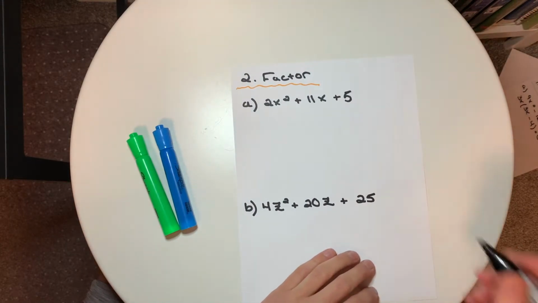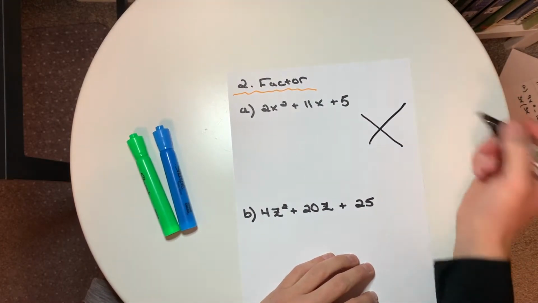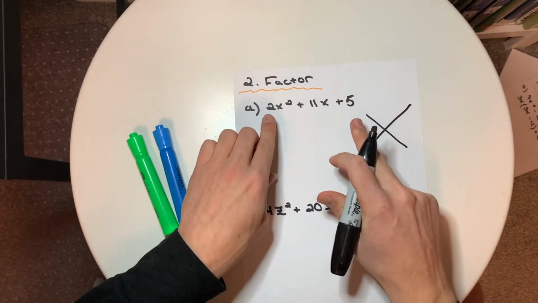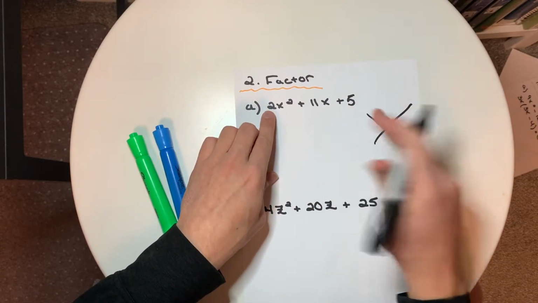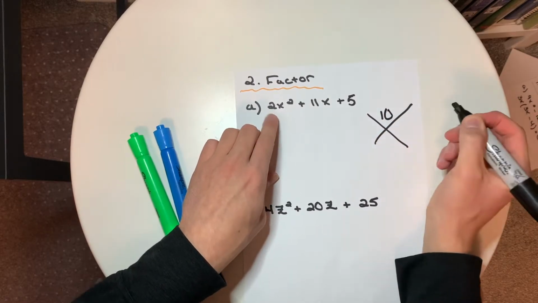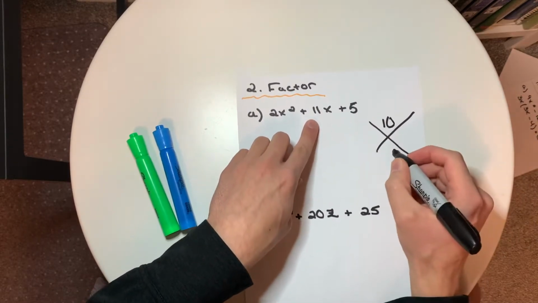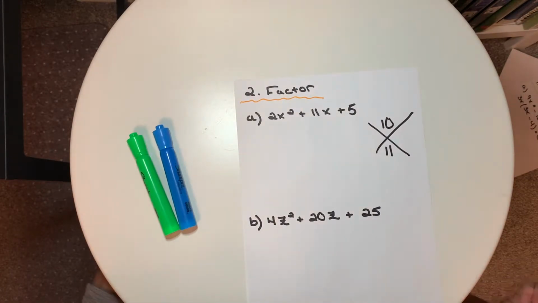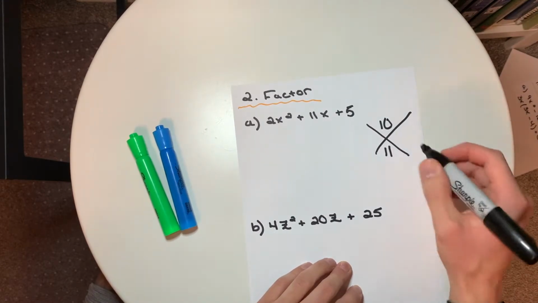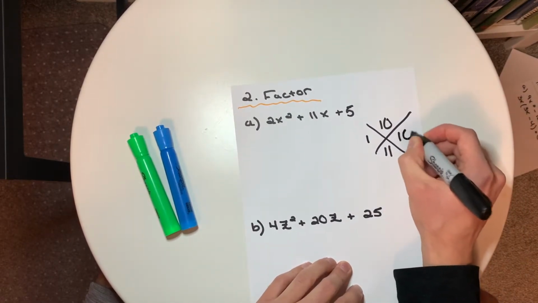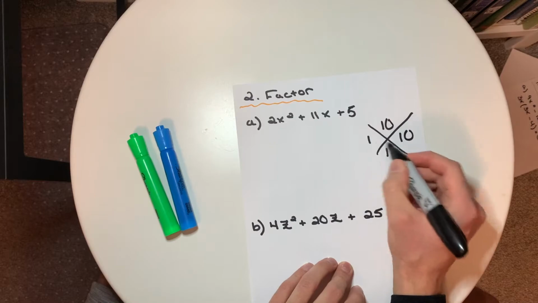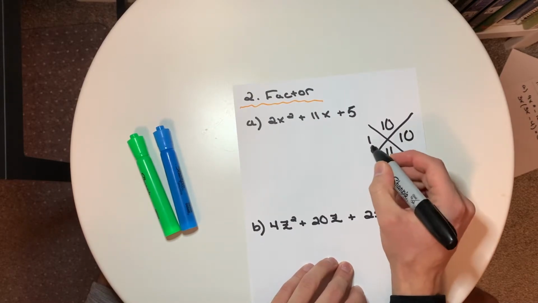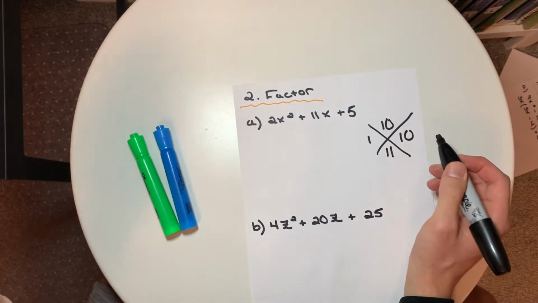Like we said last time, we're going to draw our x. We need terms that will multiply to make 2 times 5, which is 10, and add to make the middle term, which is 11. So in this case, what are those 2 terms? Well, 10 plus 1 is equal to 11, so we'll put 1 and 10 as our guess. If 1 plus 10 equals 11 and 1 times 10 equals 10, then boom, we have our factors.